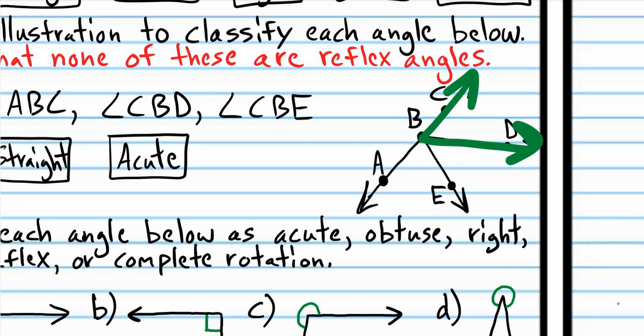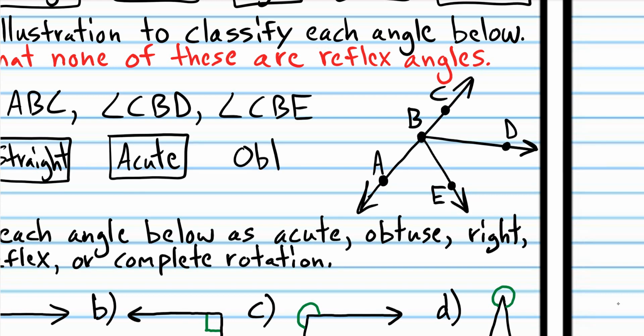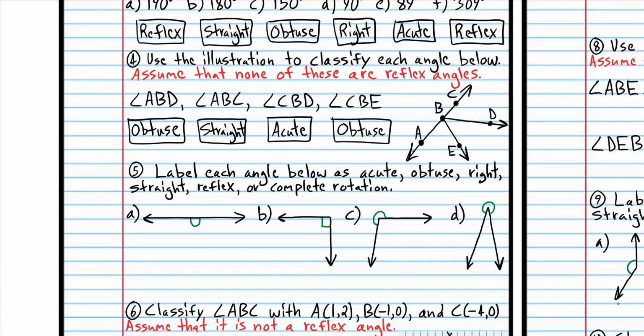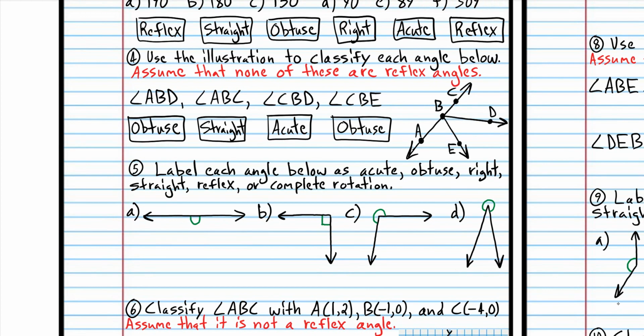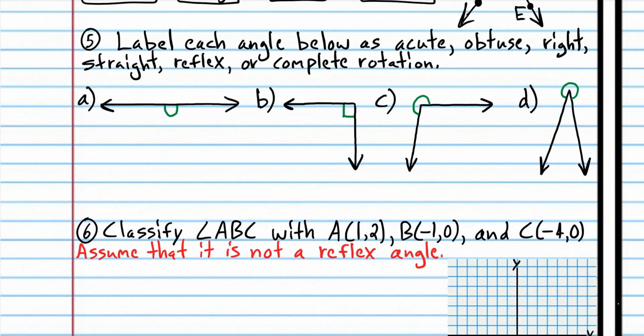And now let's look at angle CBE. Angle CBE is this angle. And that measure looks like it's bigger than 90 degrees. So that's going to be an obtuse angle. Okay, so you're going to get a chance to do some of these problems as we go along here. But for now, again, we're going to do these together.